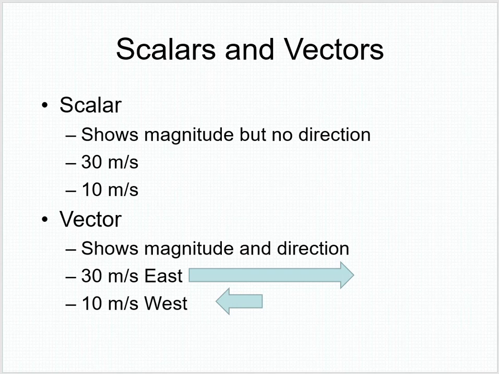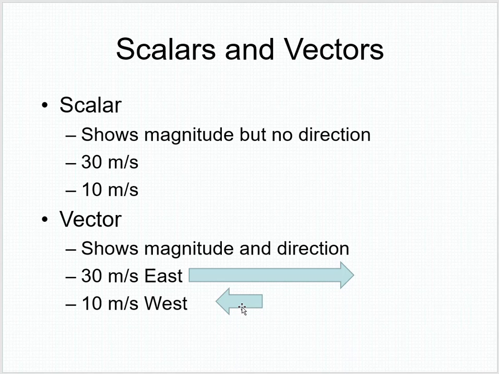Now this is review for you. A scalar shows the magnitude, but it's not going to have direction. So examples of this could be 30 meters per second or 10 meters per second, or 30 meters or 10 meters. A vector is going to show magnitude and direction. So, for example, we could have 30 meters per second east and 10 meters per second west.